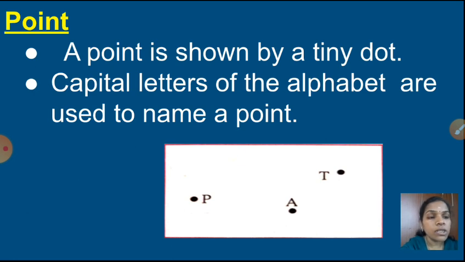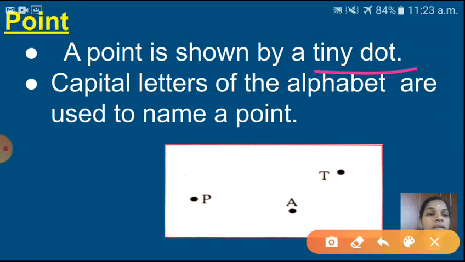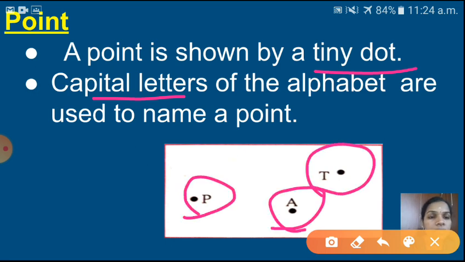Basic concept in geometry, we are going to discuss some important terms now. The first one is point. What is meant by point? A point is shown by a tiny dot. Capital letters of the alphabet are used to name a point. In this figure I have given some points, that is point P, point A, point T. We can make a point with the help of a sharp pencil or pen.